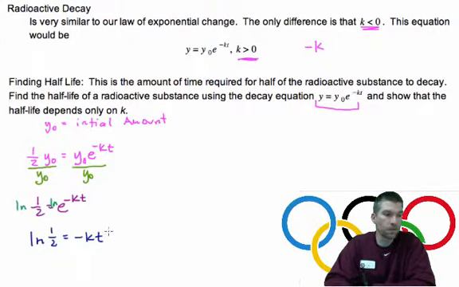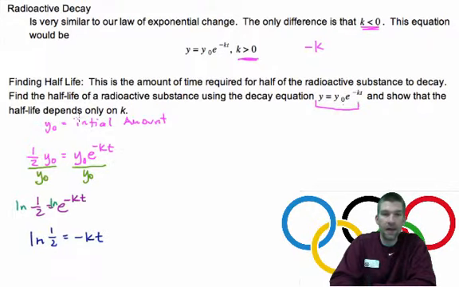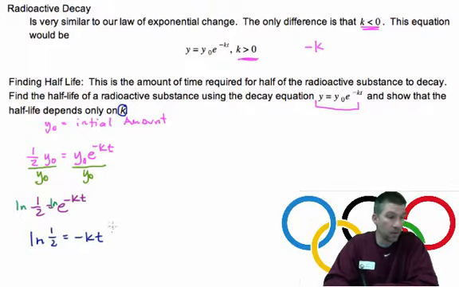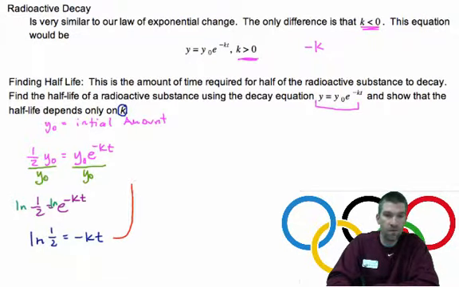Okay? That's not too bad. So remember, we want to show that half-life depends only on k. All right? So what we should try and do then is get this equation to say like t equals or something along those lines. So if I'm going to do that, all I'm going to do to finish this is just divide both sides by negative k. So negative natural log 1/2 divided by k equals t.